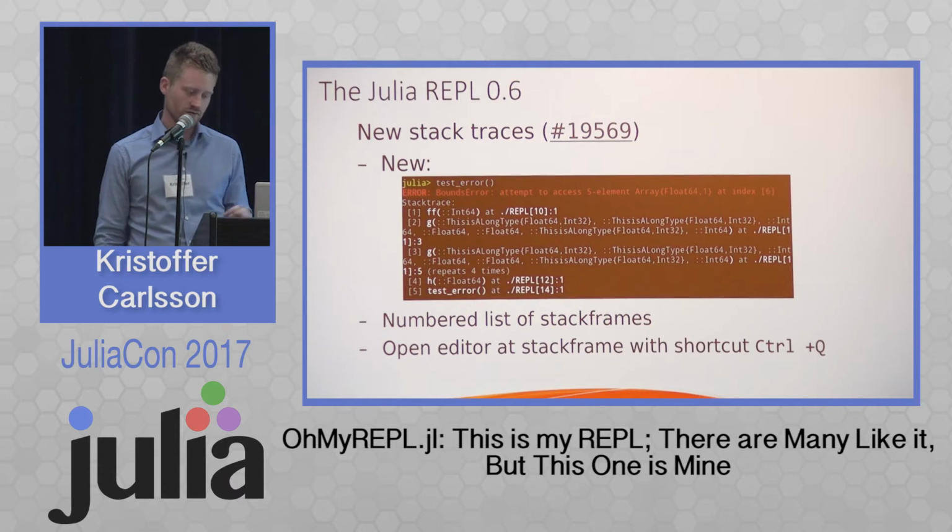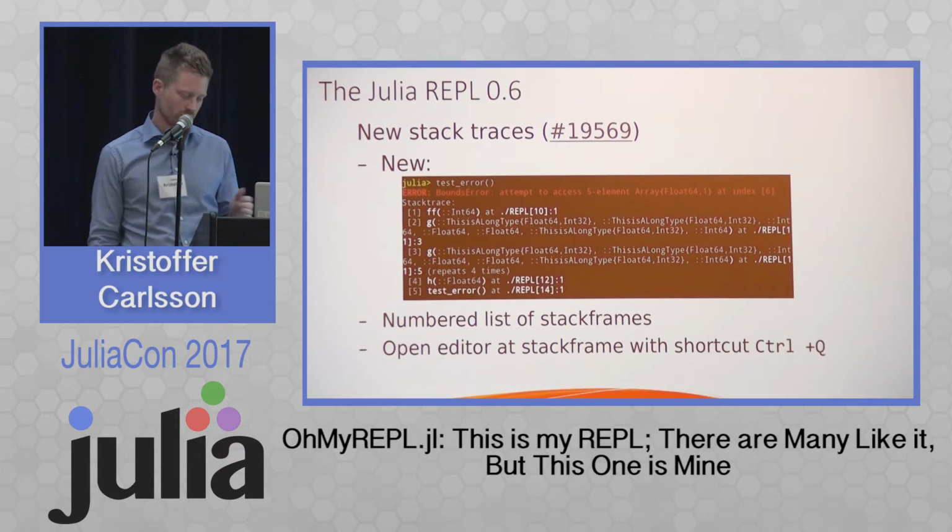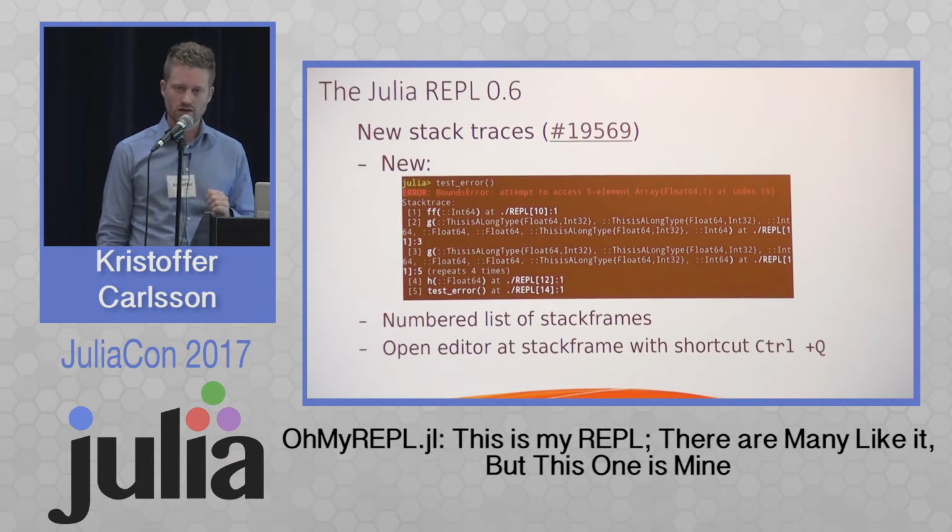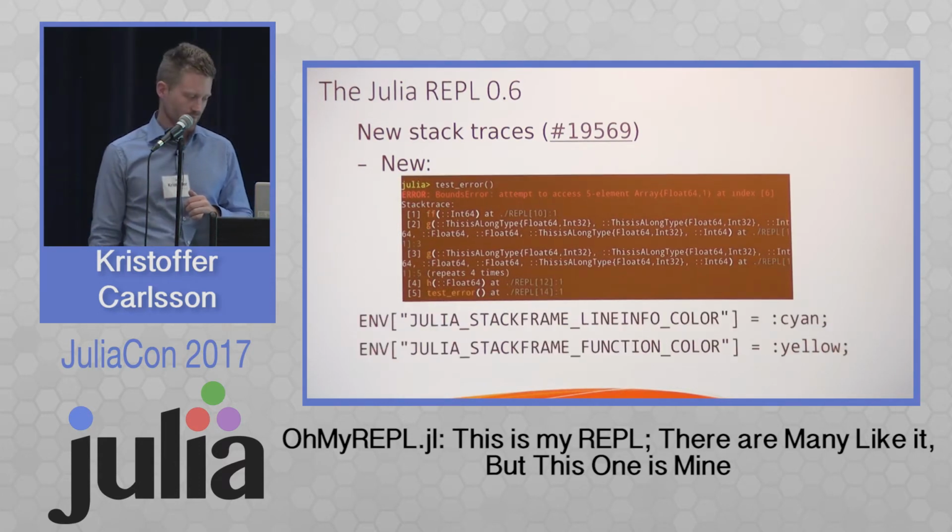The types of the arguments to the function are sometimes important, but most often I would say not, so that's why they're not highlighted. And what you can also do is, after you've seen a stack trace, you can enter the stack trace number and press a shortcut, Control-Q, and it will jump to the location of that stack frame inside your editor. And I will demo that later.